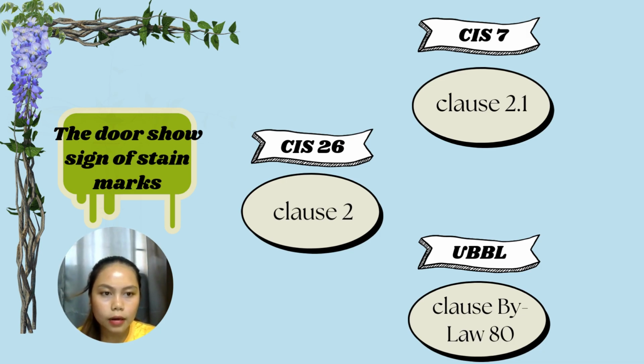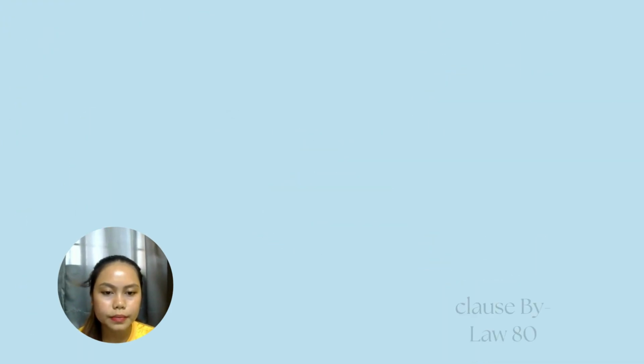And according to UBBL 1984, by-law 80, this clause mandates that all material used in the construction must be of good quality and comply with relevant Malaysia or British standard.